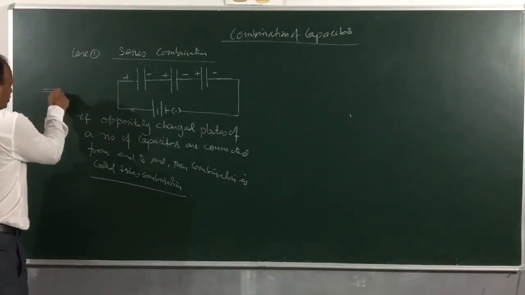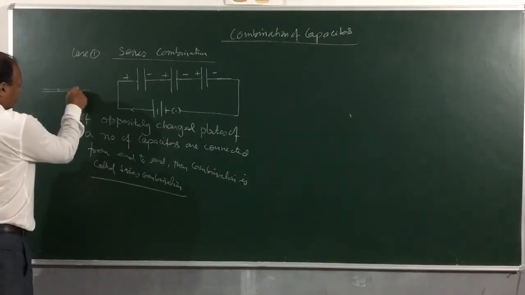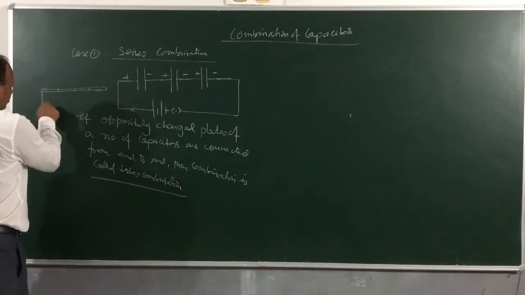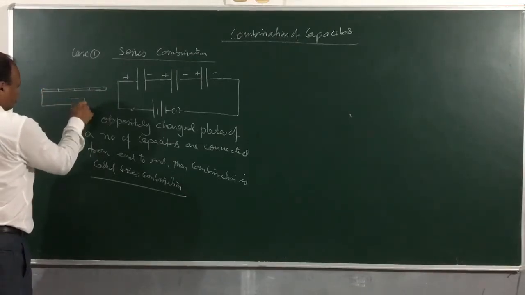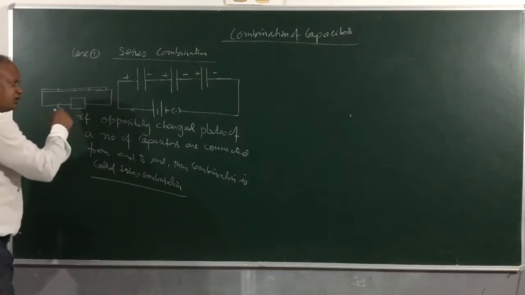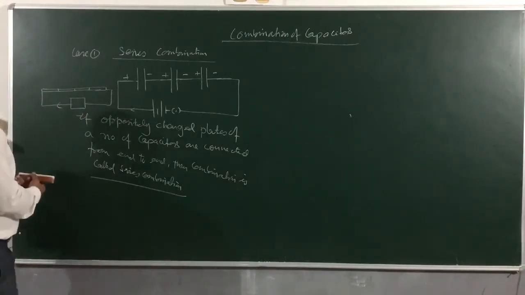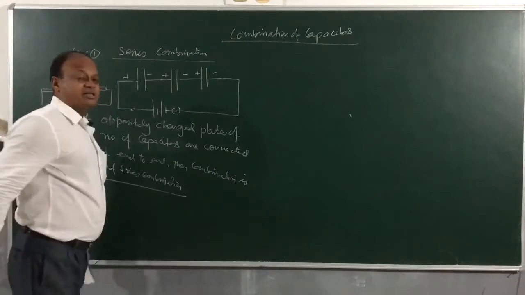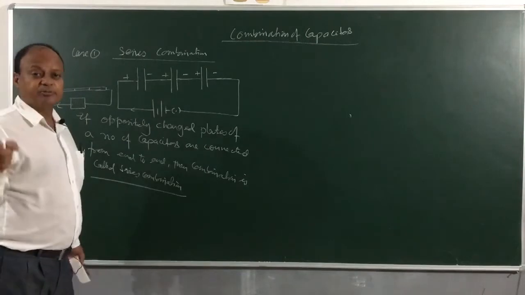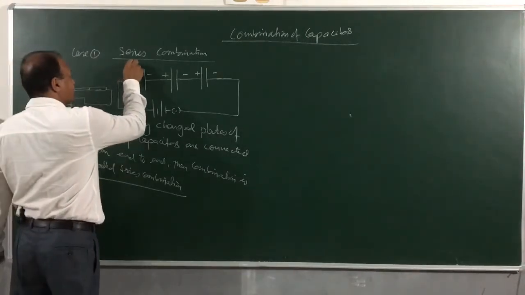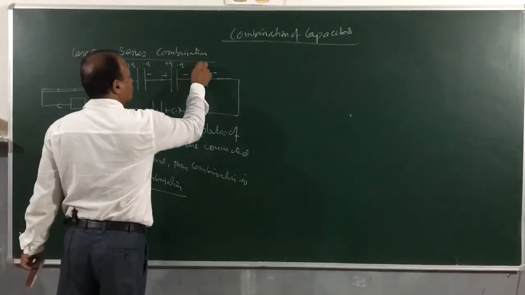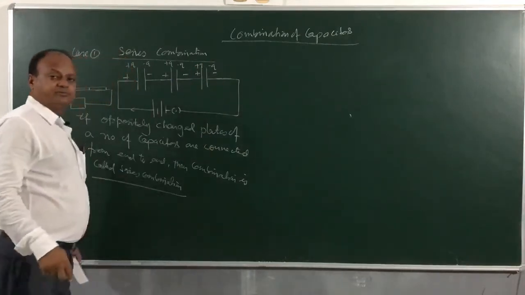This combination can be considered analogous to a number of pipes connected from end to end, and here I have a reservoir supplying water. Let's see the analogy. The same amount of water will be flowing through all these pipes. Similarly, in this case, each capacitor will have an equal amount of charge. Very important, in series combination, charge on each capacitor will be the same. If charge on this plate is plus Q, this will be minus Q, plus Q, minus Q, plus Q, minus Q, and so on, right?